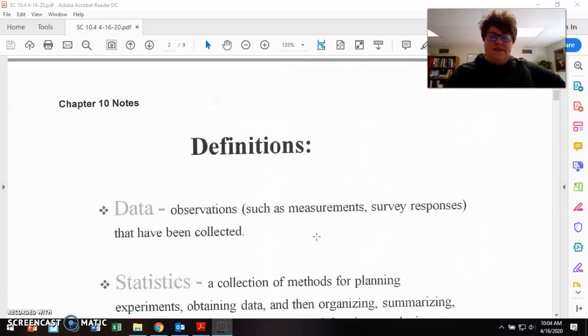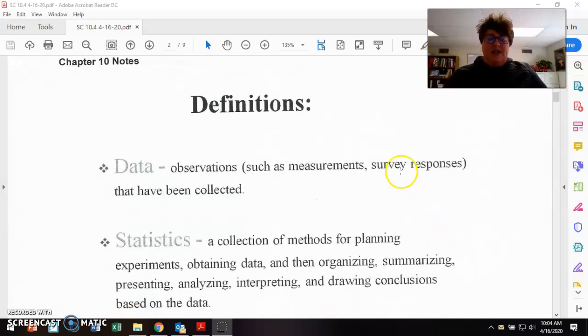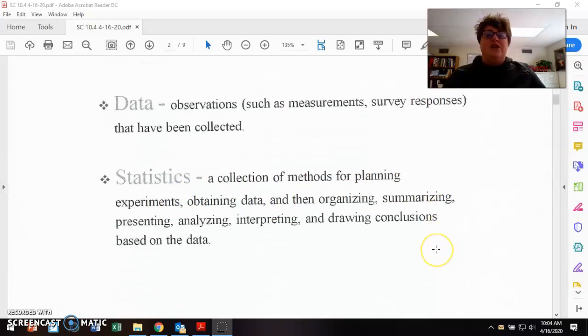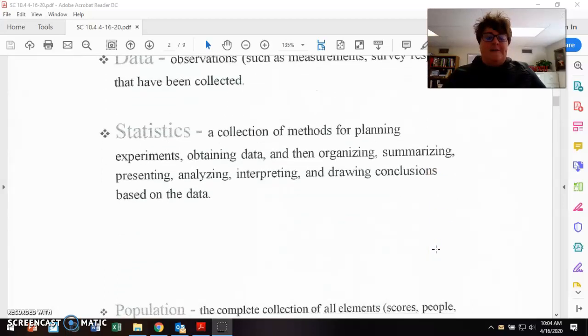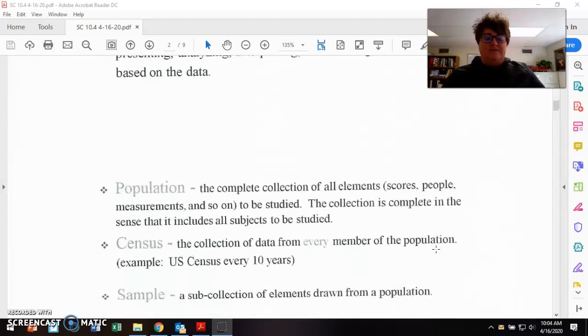Okay, so let's look at some definitions. Again, this is more on a statistics side. Data is just observations that have been collected: how many cars, what color are your eyes, those kinds of things. Statistics, we've talked about, is the method of planning the experiment, obtaining data, organizing it, summarizing it, interpreting it, and drawing conclusions. Okay, population.